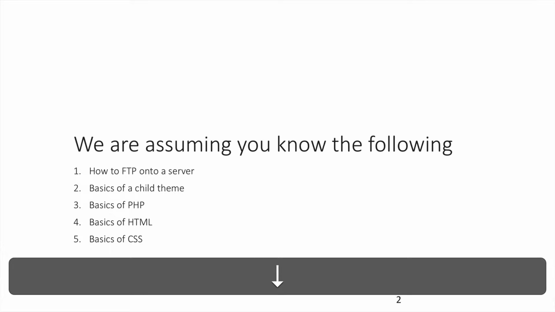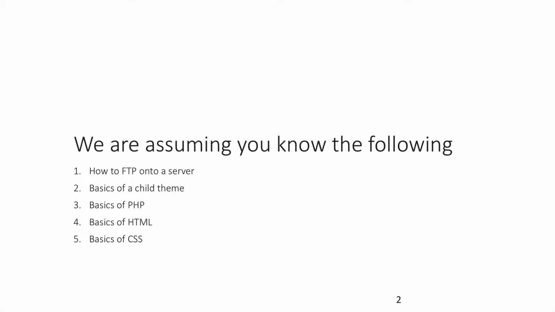Before we get started, I'm assuming you know the following: how to FTP onto a server, or SFTP or SSH. However you do it, you know how to get onto your server and edit files, or you've got a server set up locally. You know the basics of a child theme with WordPress. We are going to be editing this with a child theme, and I assume you've already got one.